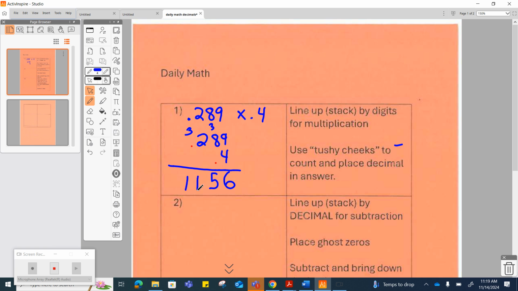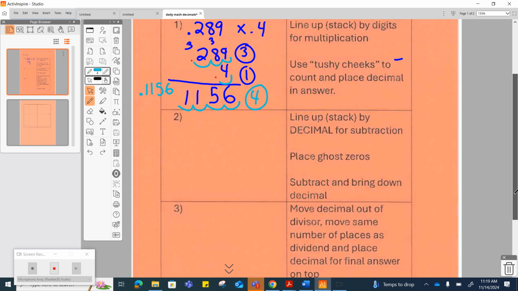Okay, now for my decimal place, there are 3 digits here. There is 1 digit here. By 3, I mean, let me do this in a different color so you can see. 1, 2, 3, that's the tushy cheeks. 1 here. And so my final answer will have 4 decimal places. So I start at the far right, 1, 2, 3, 4, and the answer is 0.1156. Okay? Next problem.